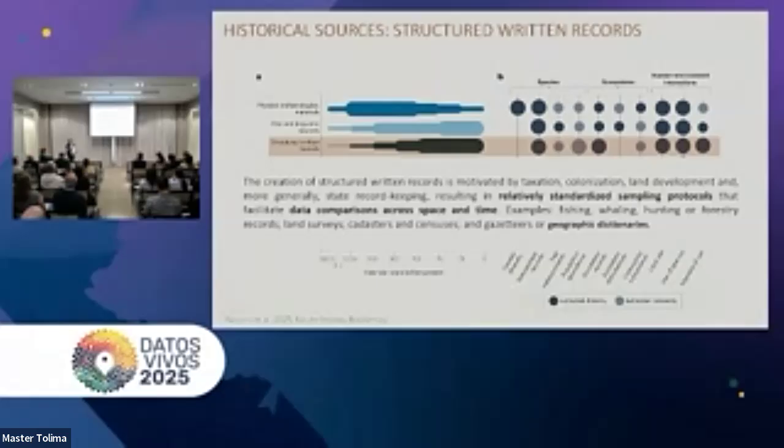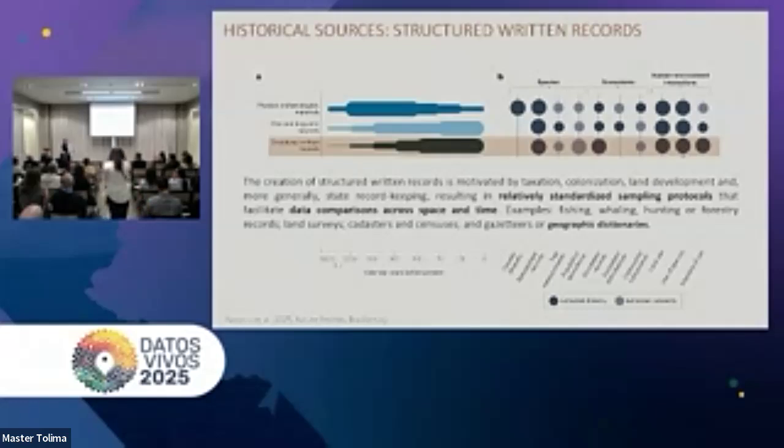But today I'm going to focus on one type of source, which is structured written records. Those records were typically created because there was a motivation of taxation, colonization, land development, basically any case where the state wanted to keep track of what was happening on the land. And this means that oftentimes there are standardized sampling protocols behind those documents, which makes it easier for us today to compare the data in space and time.